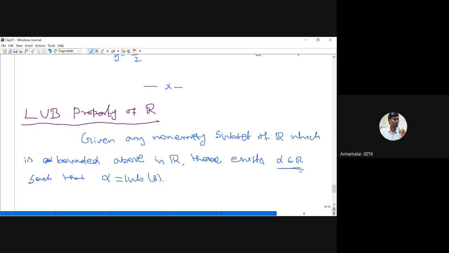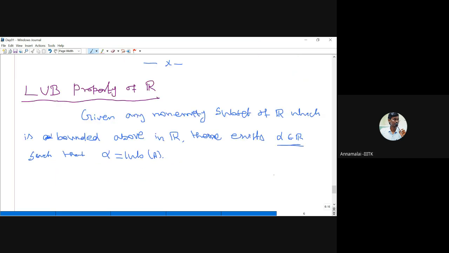So the LUB property guarantees the existence of the least upper bound, and there is no direct proof for this property. Actually, that's why we call it a property. But we can prove this by assuming some other statement. Okay, we will discuss that later.